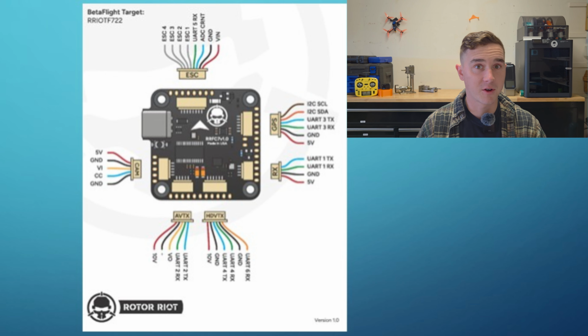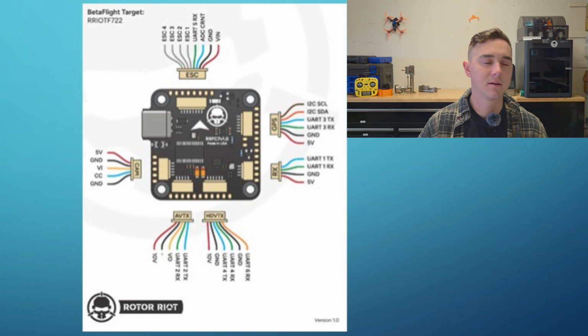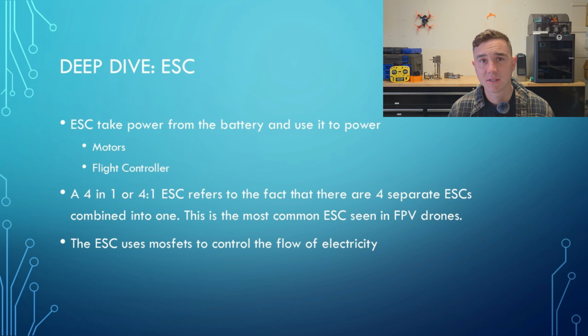I recommend figuring out a color code whenever you're wiring these. Some people use RX is always green, or TX is always white, just so that it doesn't confuse you. ESC takes power from the battery and puts it in the flight controller, and also uses that power for the motors. Keep in mind that it has to get a signal from the flight controller in order to power those motors, which we'll get into a little bit later. But generally, just think of it as a power distributor.